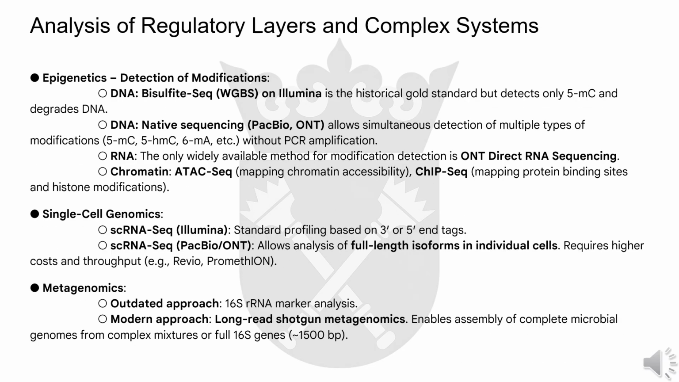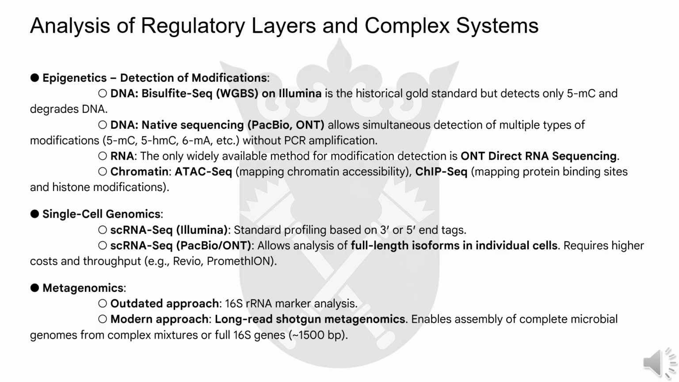The genome is just the beginning. Regulation is controlled by the epigenome. It means changes not written in the DNA sequence, but influencing gene expression. And today, we have tools to analyze many such layers simultaneously. For DNA, the oldest method is bisulfite sequencing, which identifies 5mC methylation, but degradation of the material and lack of information on other modifications are serious limitations.